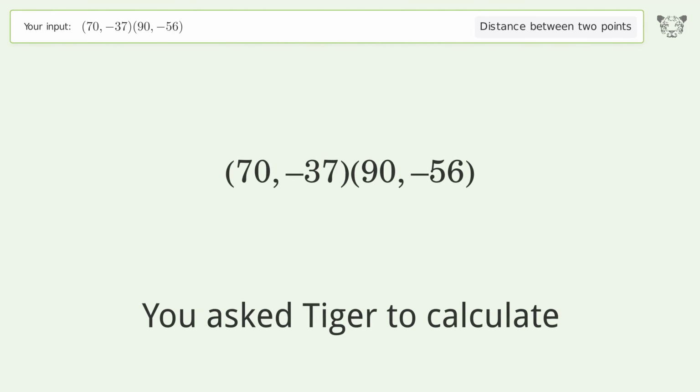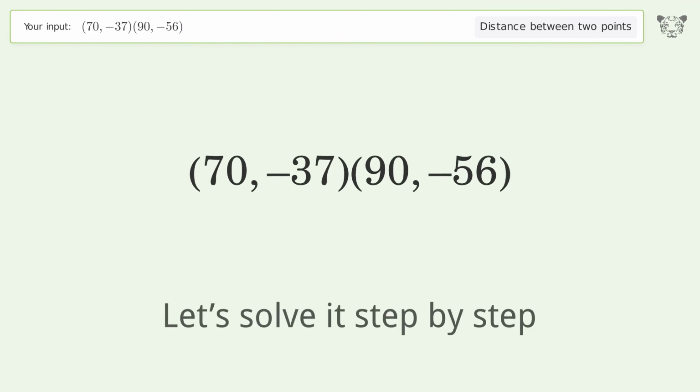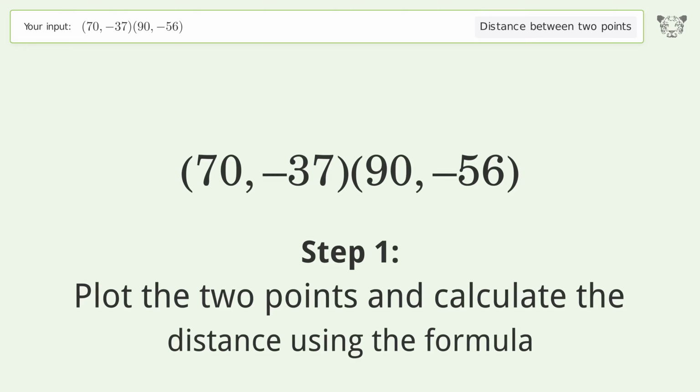You ask Tiger to calculate. This deals with the distance between 2 points. The distance between the 2 points is the square root of 761, or 27.586. Let's solve it step by step. Plot the 2 points and calculate the distance using the formula.